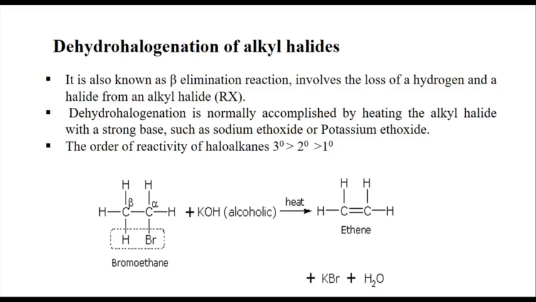Today I am going to teach you the dehydrohalogenation of haloalkane. It is often known as the beta elimination reaction. It involves the loss of hydrogen and halogen from the haloalkane. Dehydrohalogenation generally takes place by heating haloalkane with a strong base such as sodium ethoxide or potassium ethoxide.